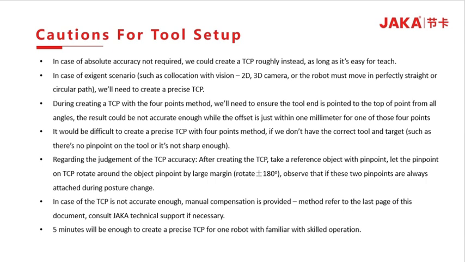Fifth, regarding the judgment of the TCP accuracy, after creating the TCP, take a reference object with a pinpoint. Let the pinpoint on the TCP rotate around the object pinpoint by a large margin, plus or minus 180 degrees. Observe whether these 2 pinpoints always stay attached during a posture change. Sixth, in case the TCP is not accurate enough, manual compensation is provided. The method is referred to on the last page of this document. Consult JACA technical support if necessary.